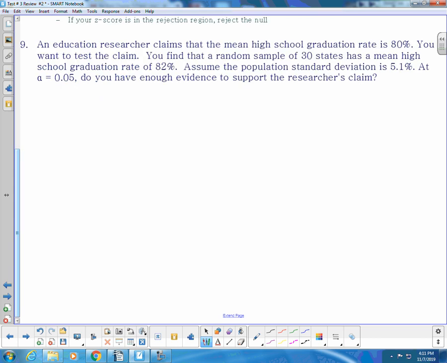An education researcher claims that the mean high school graduation is 80%. So the claim is the mean is equal to 0.8. Right? So since there's an equal sign, the null is the mean is equal to 0.8, and the alternative is the mean is not equal to 0.8. Right? So it's either equal to or it's not equal to.